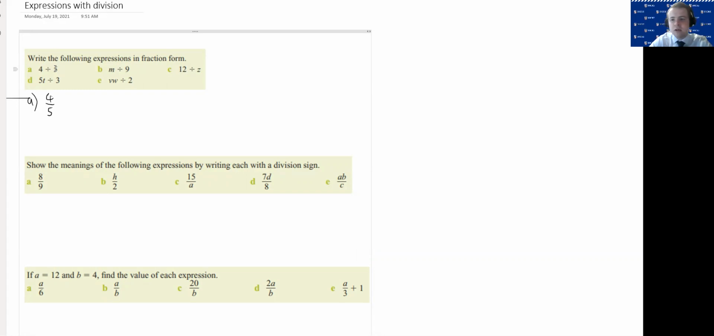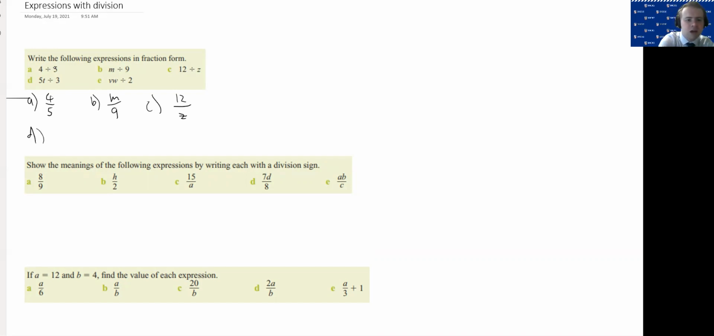So if we have m divided by 9, the way that we show that algebraically is just m over 9. Okay, if we have 12 divided by z, that just becomes 12 over z. Okay, and then if we have 5t divided by 3, we just write the 5t on top and then the 3 on bottom. If we have vw divided by 2, we just simply write vw over 2. And we know it's v times w on top divided by 2.